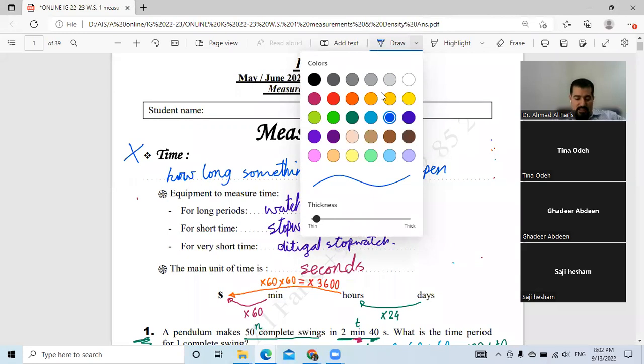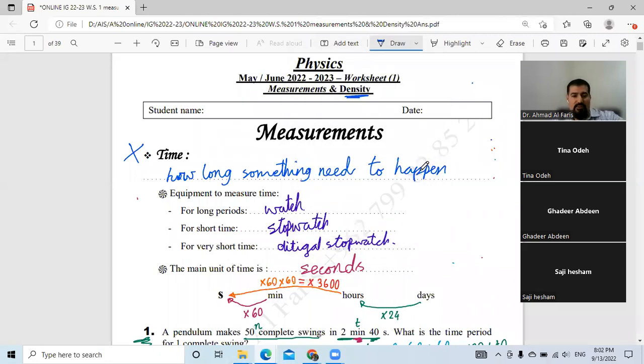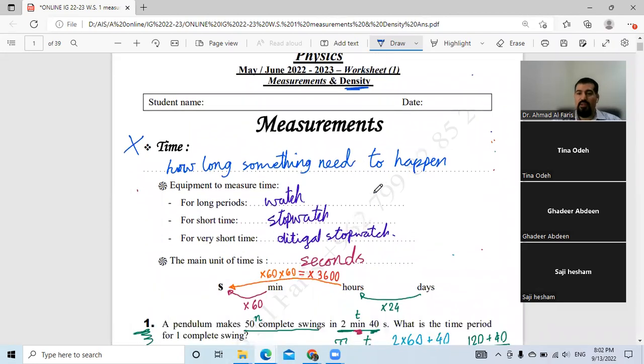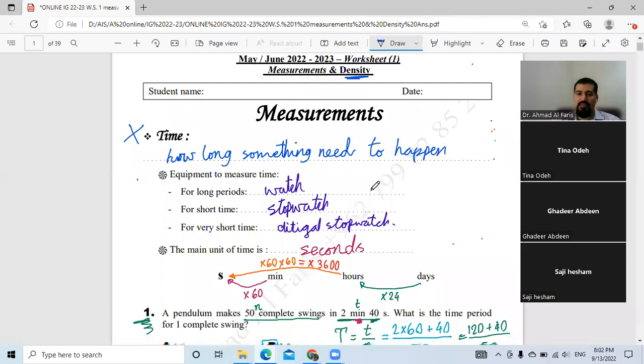and answer past paper questions about density and measurements together, from Edexcel and Cambridge and Oxford. Now, as we know, these three boards are close to each other. There are small differences between them, but I will explain all the details in all three of them, inshallah.